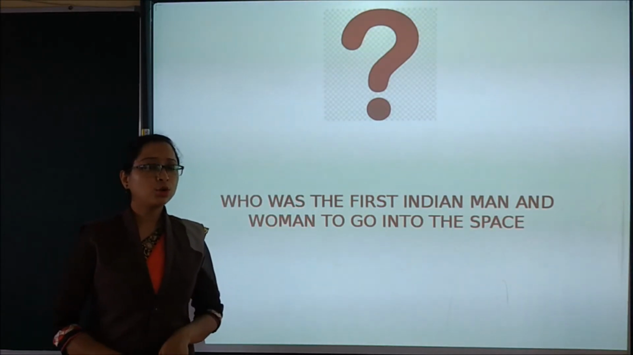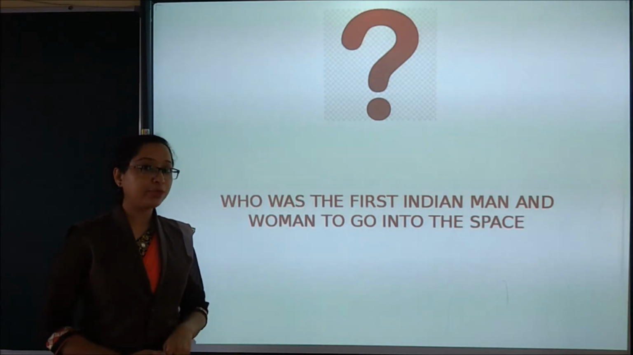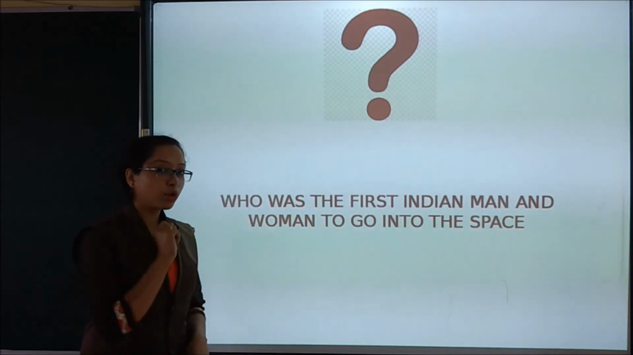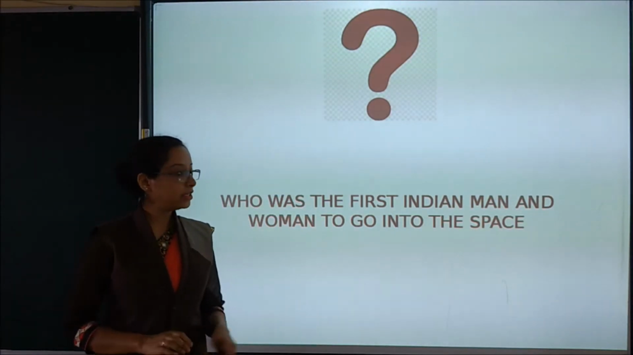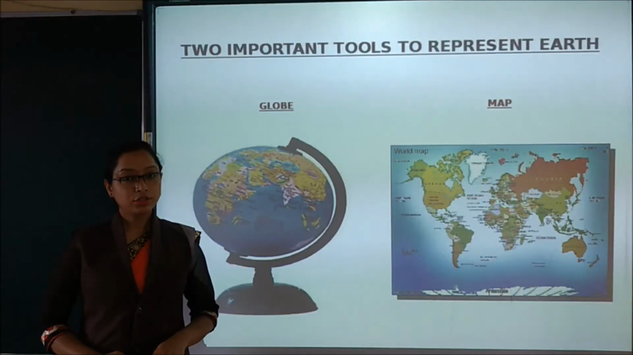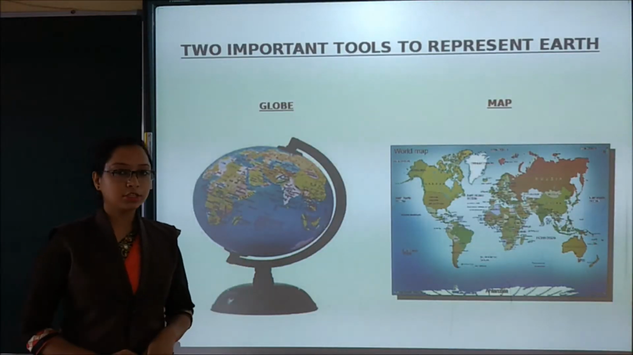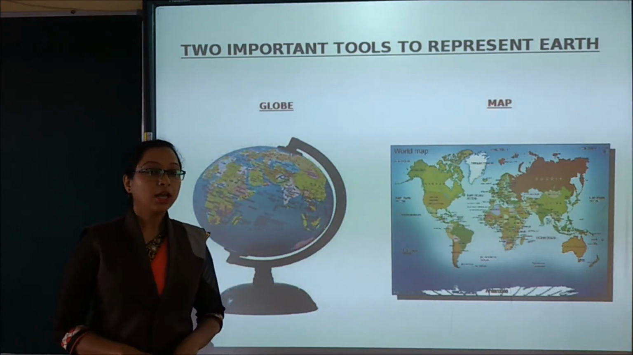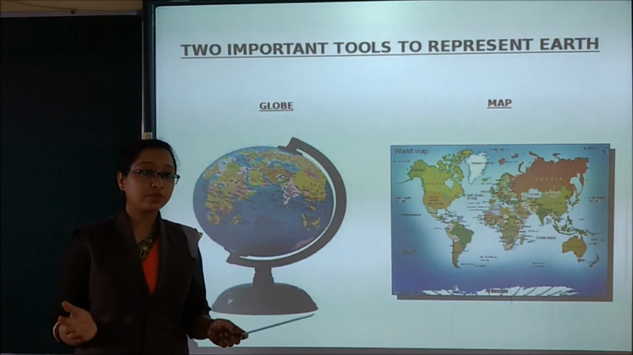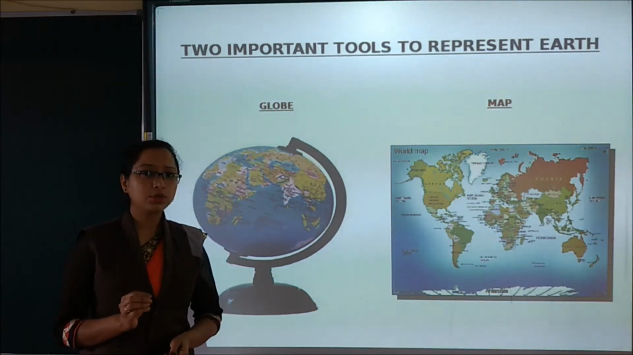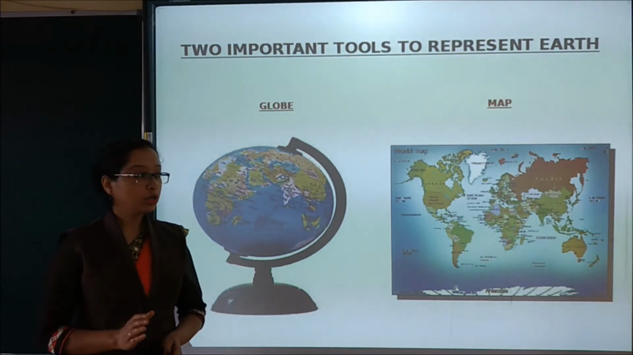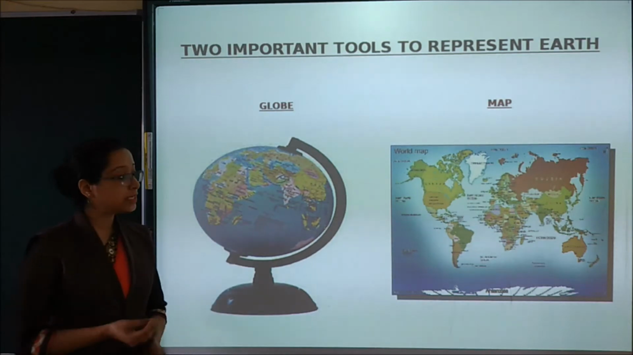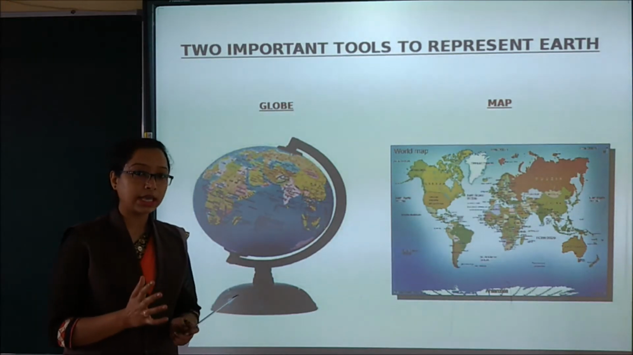But do you know, children, who was the first Indian man and woman to go into space? So now this is your homework, you have to write and find out the answer. Now children, what can you see in this picture? There are two tools given. Why are these two tools given to us? Because the large size of the Earth makes it difficult to study as a whole. So there are geographers who have given us different means of representing the Earth on a smaller scale.